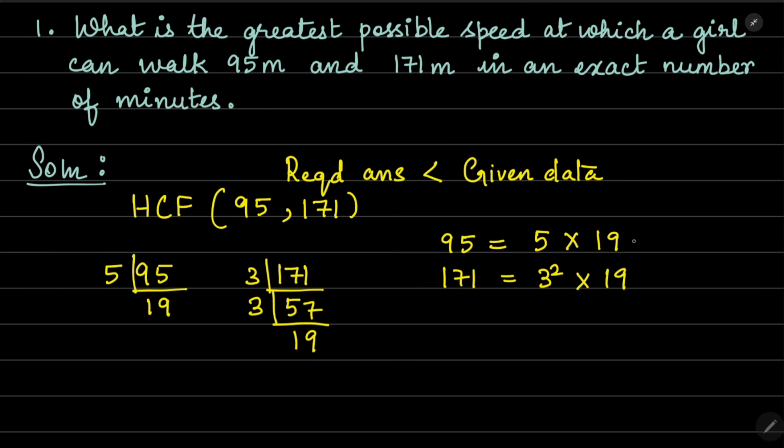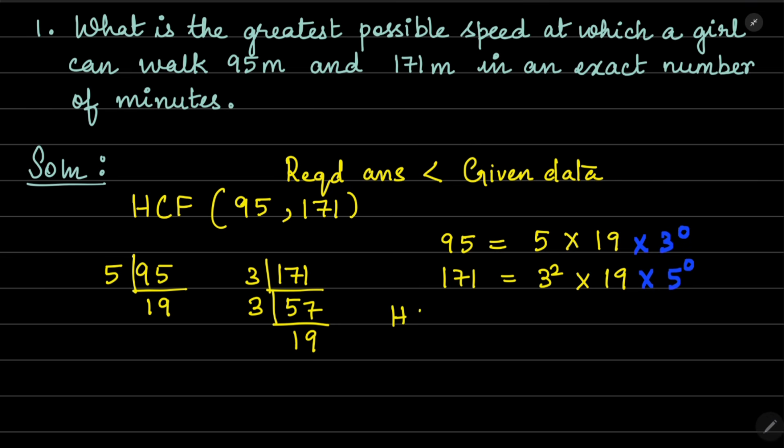So what I am going to do is make the factors equal. Here in 95 you have 5 and 19. You don't have a 3 here, so I am going to write multiplied by 3 to the power 0. And here we don't have 5 as a prime factor, so we will make it common. So across the two numbers we have 3, 5 and 19. So it's easier for us to calculate the HCF.